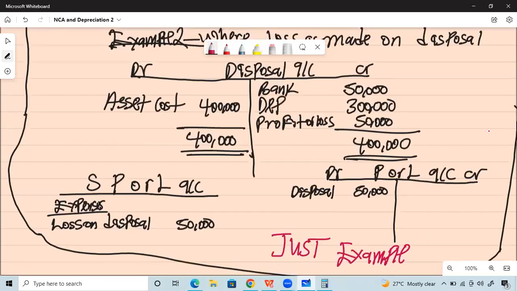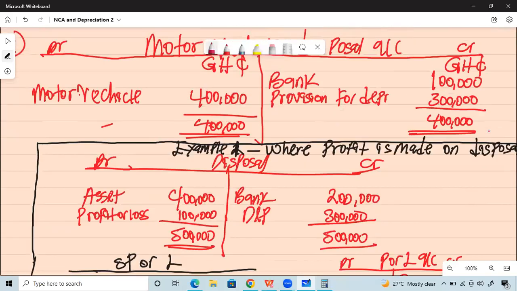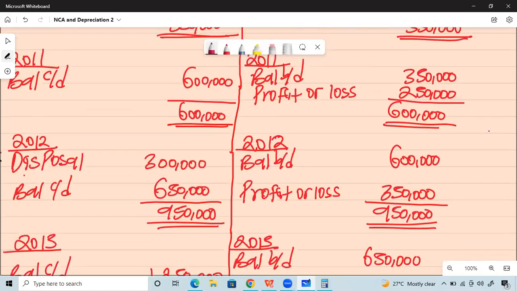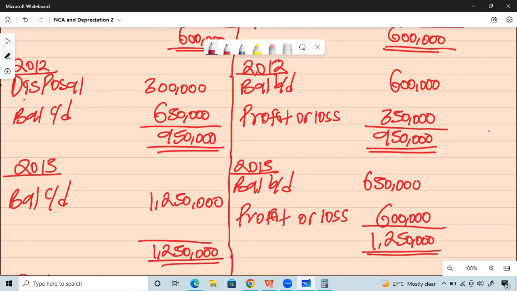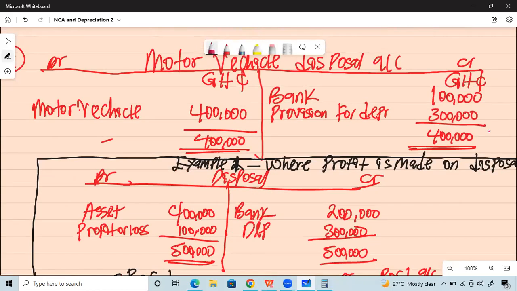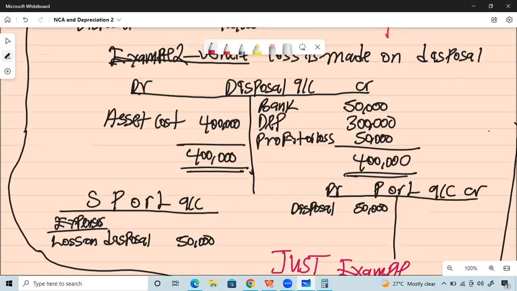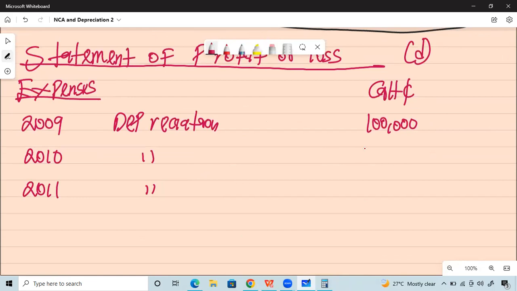What is the next 2 years? We have 250, 250. So this is 250, and this is also 250. And that is that about this.